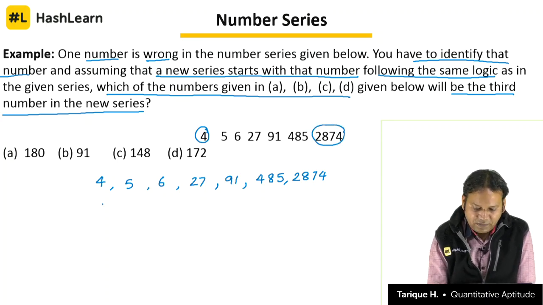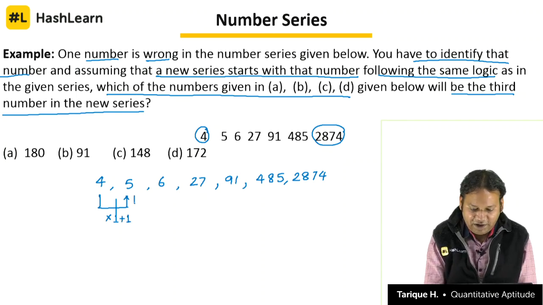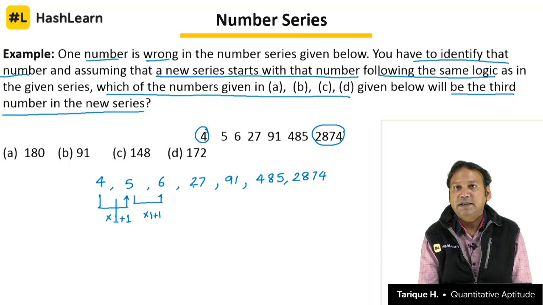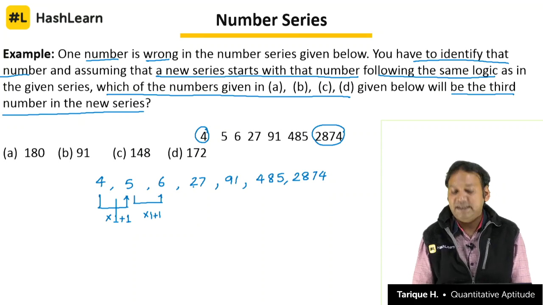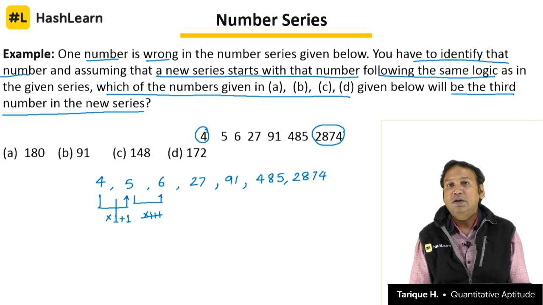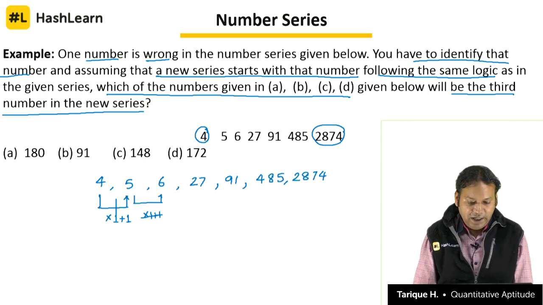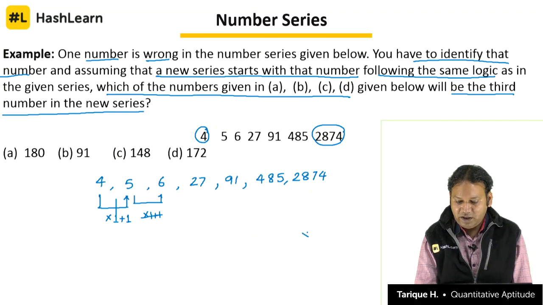It's a multiplication series. Let's look at 4 and 5. How can we go from 4 to 5? We can definitely do into 1 plus 1. So 4 into 1, plus 1 is 5. 5 to 6 also we can do into 1 plus 1, but then 6 and 27 definitely we cannot do. The numbers are increasing so fast, so the logic of having a constant into 1 plus 1 is not right. Into 1 plus 1 could mean what? It could mean into 1 plus 1 square, into 1 plus 1 cube, or in an extreme case even into 1 plus 1 factorial, right?